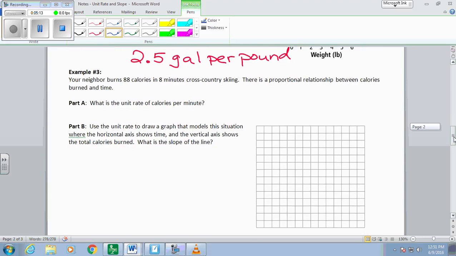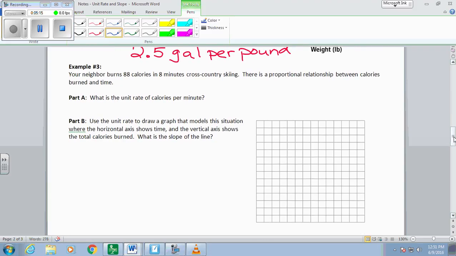Number 3 states that your neighbor burns 88 calories in 8 minutes cross-country skiing. There is a proportional relationship between calories burned and time. Part A says, what is the unit rate of calories per minute? Well, calories per minute. That's right there telling me what my setup should look like. So I'll have the 88 calories divided by 8 minutes and simplify that down to give me 11 calories per minute, which I can write with the division bar.